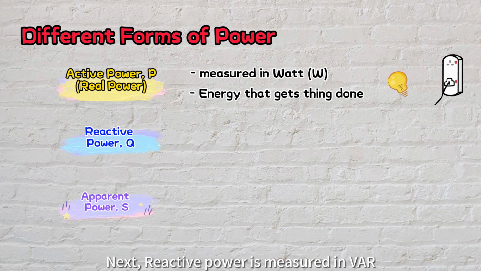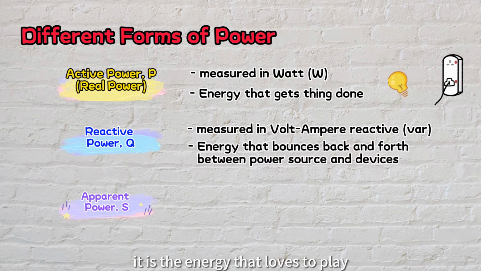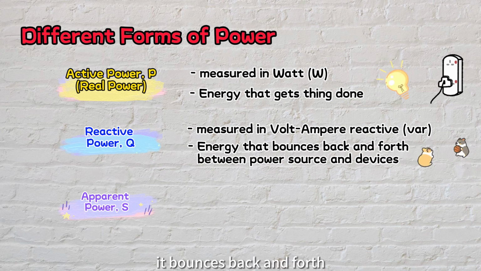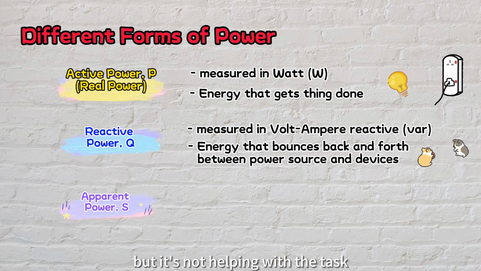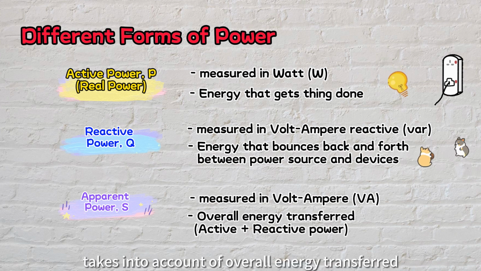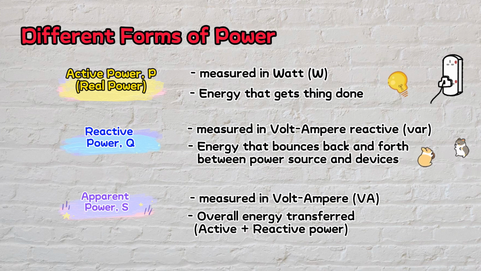Next, reactive power is measured in VAR. It is the energy that loves to play but doesn't really contribute much to the action. It bounces back and forth between the power source and your devices, but it's not helping with the task. Lastly, the apparent power, measured in volt-amperes, or VA, takes into account the overall energy transferred, whether it's being useful like real power or just bouncing around like reactive power.